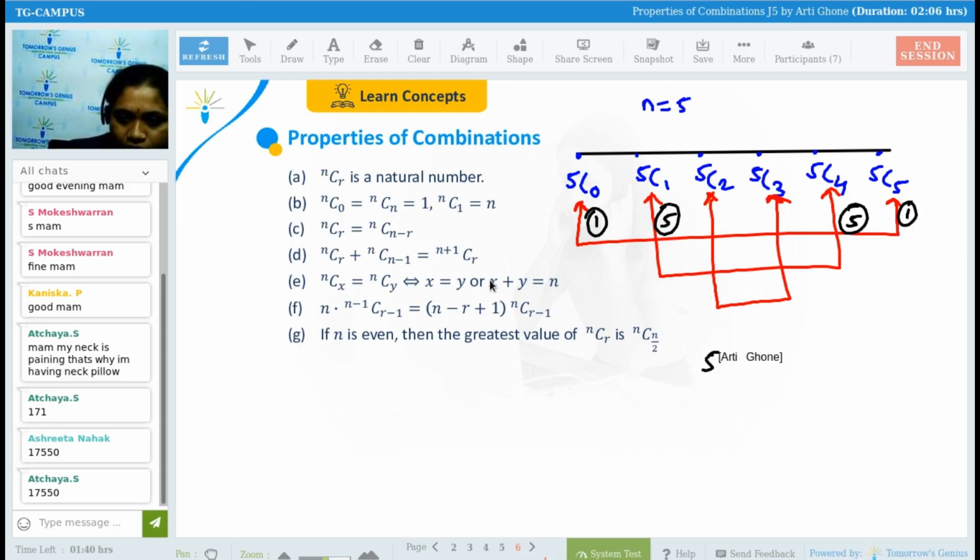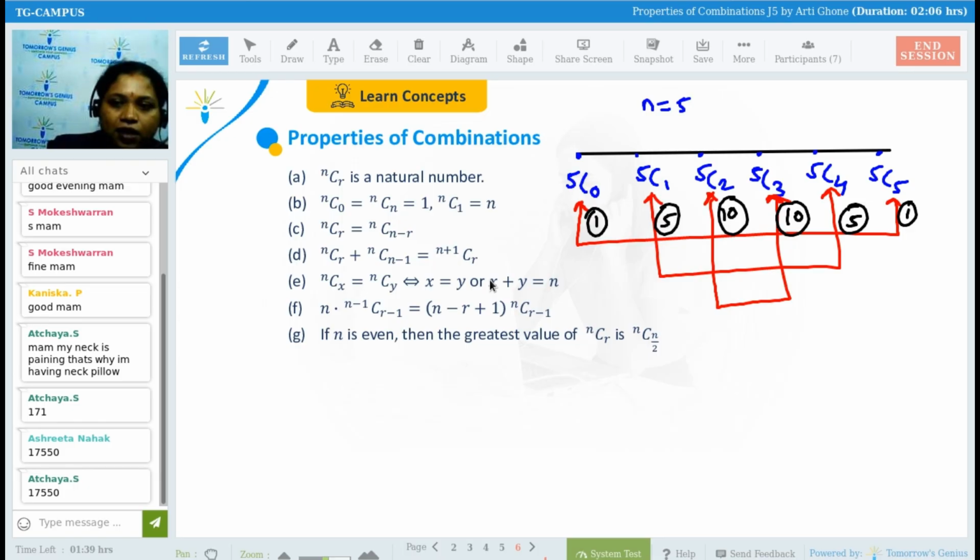Calculate this one. 5C2 is 5 into 4 upon 1, 2. 2 2s are 4, so 5 2s are 10. So 10 will be the answer. Check it in your notebook by calculations, but I am just giving the answer. So these both will have the same answer. Clear? This is an important property of combinations. The extremities always combine with equal value. Clear?